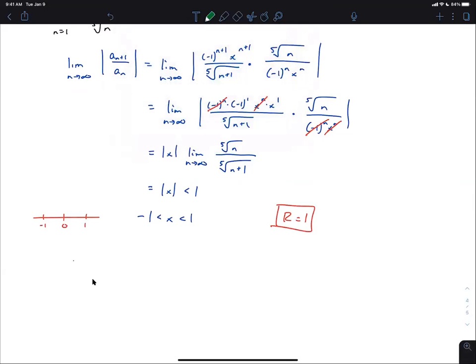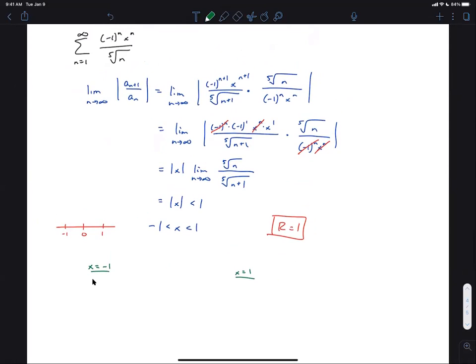So we'll do that in green. So if x equals -1 and if x equals +1, we need to figure out what happens. So we go to the original series. So we've got the sum, and we're going to plug -1 in for x. So we get -1 to the n. That's already there. Instead of x to the n, we get -1 to the n over the fifth root of n. And then over here, we've got -1 to the n, 1 to the n over the fifth root of n.